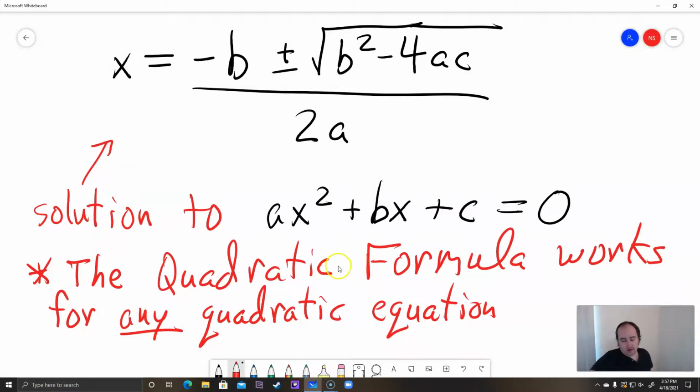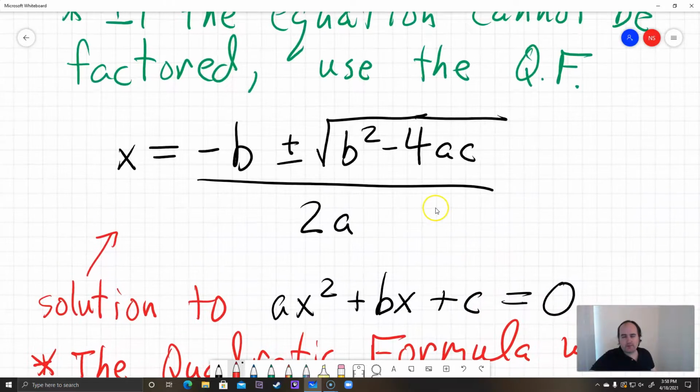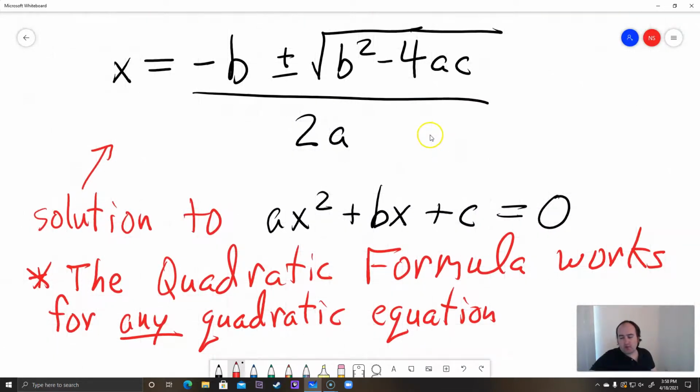Okay, so it's a very powerful tool, and the only problem with it is it's a little bit complicated. So it's negative b plus minus the square root of b squared minus 4ac all over 2a. And notice that a, b, and c are the coefficients of x squared, x, and then your constant. Okay? And I talk about this more in a later video.